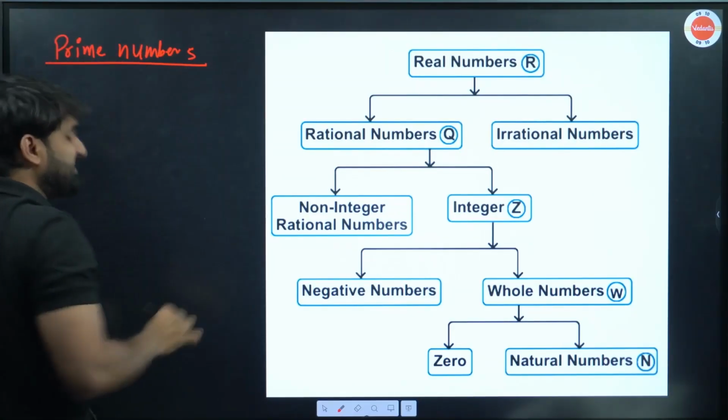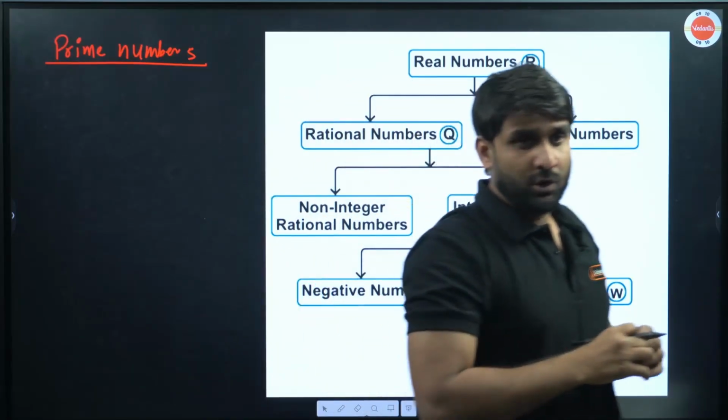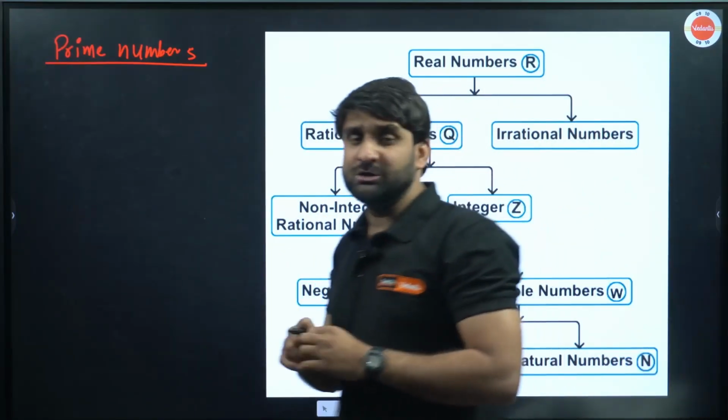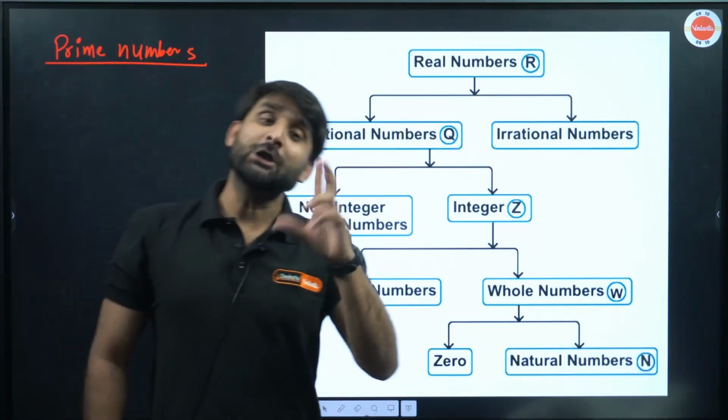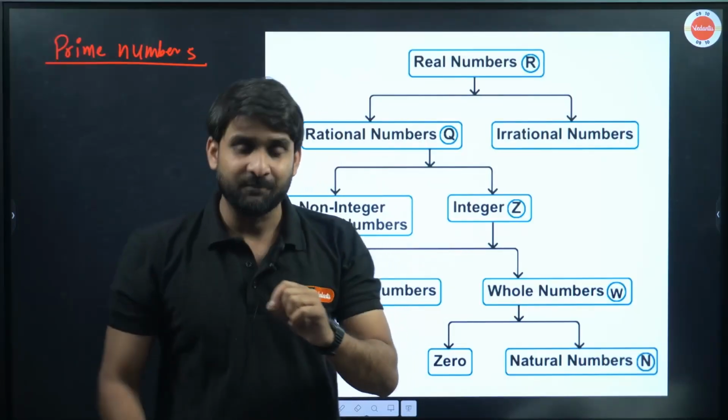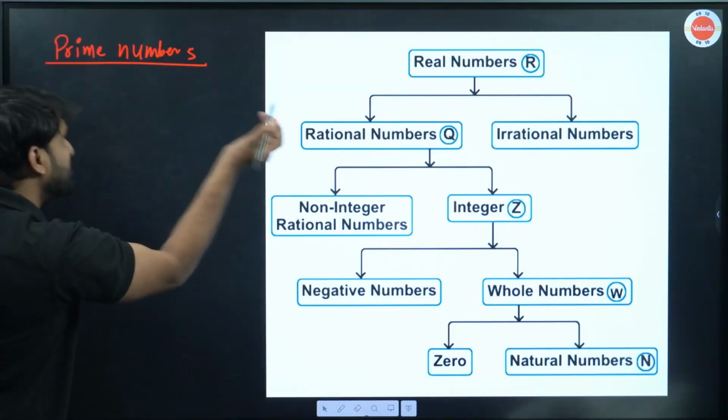So prime numbers are all those numbers which are having only two factors, 1 and itself.